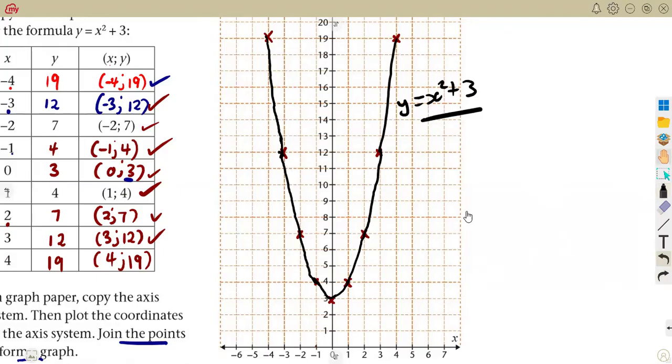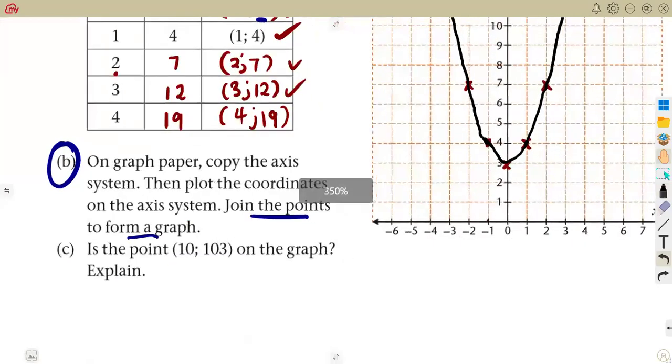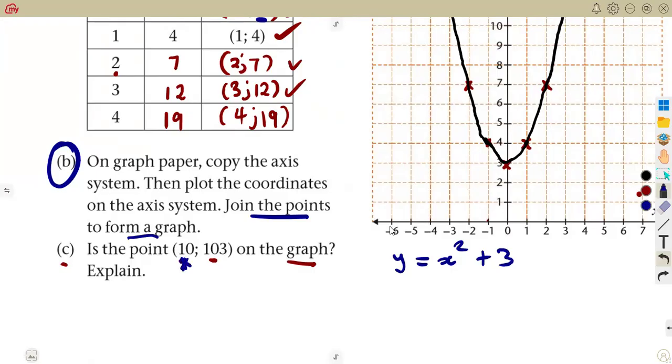So let's revise as much as we can. Then another question, just like what we had before. They want you to tell if the point 10 versus 103 is on the graph. Explain. So you just do the same thing like what we had. Remember, our graph is of what? Y is equal to x squared plus 3 as we are given. This is the equation. So you just have to substitute the x value of the point, ignore the y value.